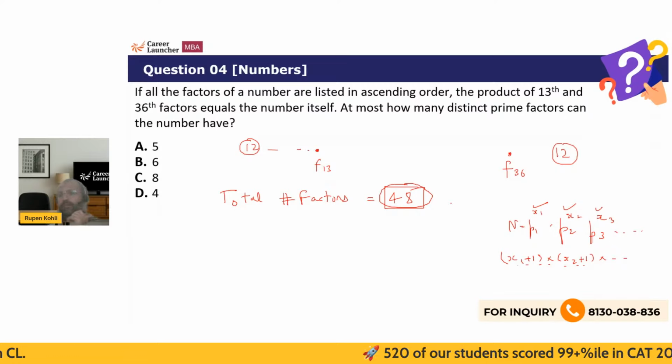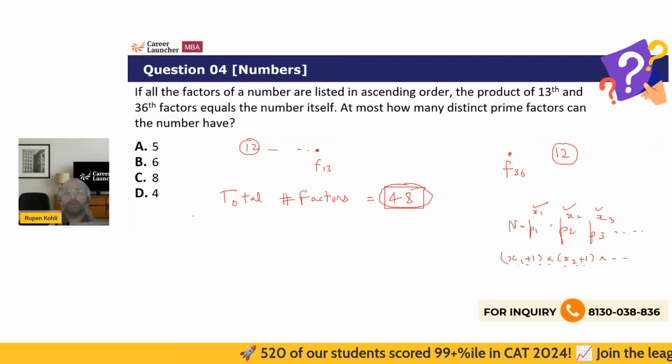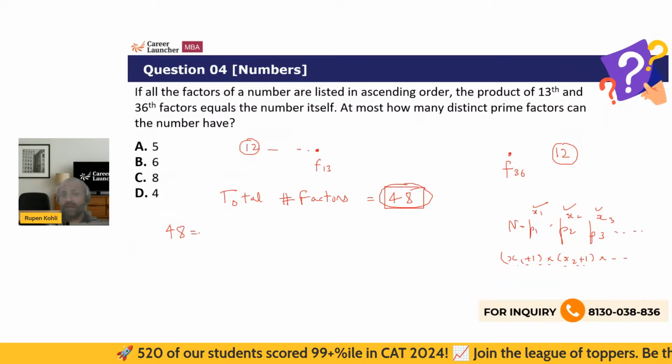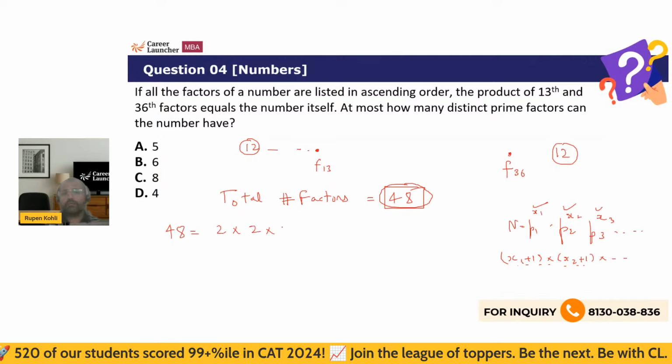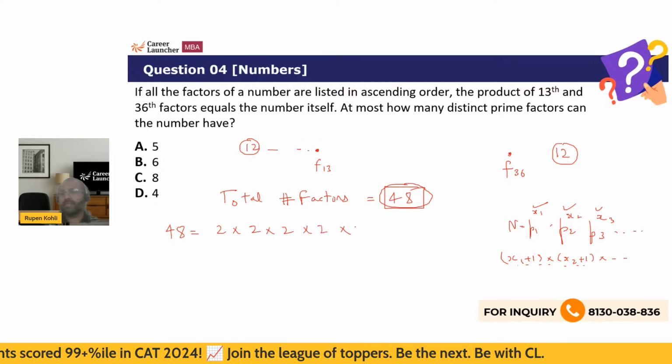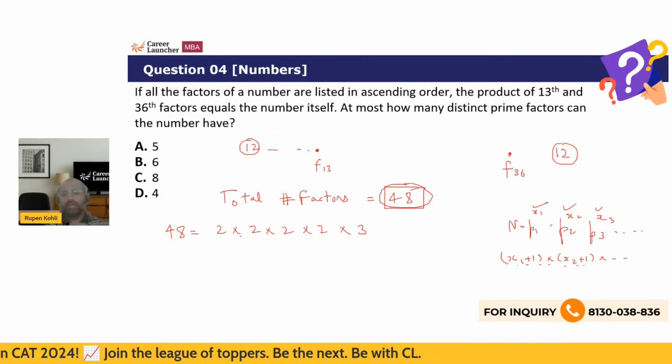with their respective powers. So 48 you can write in the most expanded manner as being 2 into 2 into 2 into 2, which is 16, into 3, 48. So these values are your (x1 plus 1) (x2 plus 1) and so on.